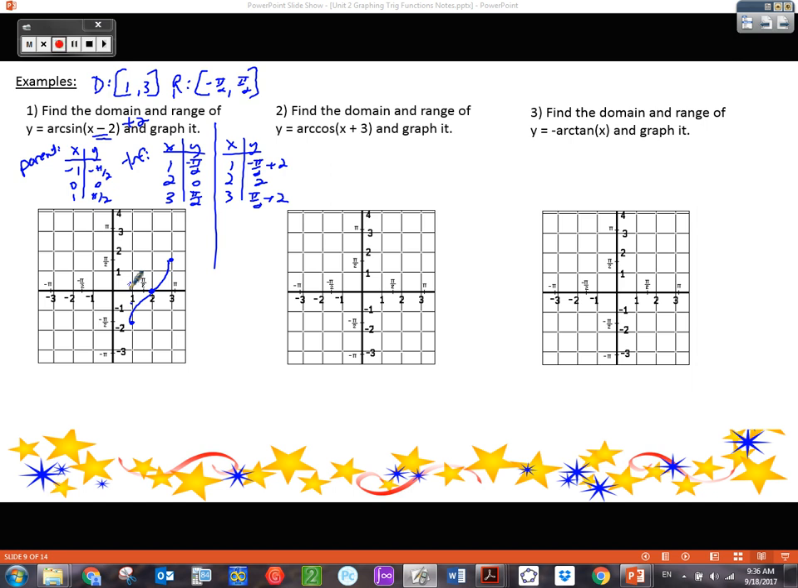I mean, you're not going to have a calculator, so you wouldn't be able to. So please know that you just leave it like that. And if that would be the range, right? The range would be negative pi over 2 plus 2, comma, pi over 2 plus 2. End. Okay, I don't need a decimal approximation there.